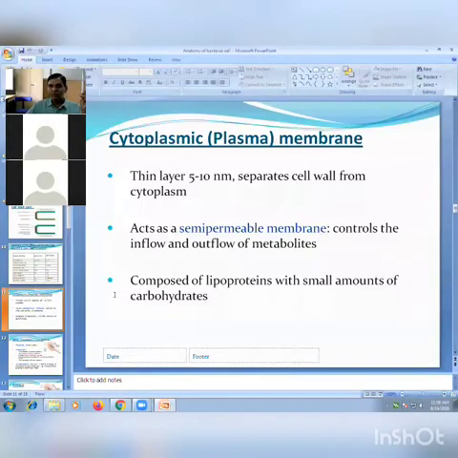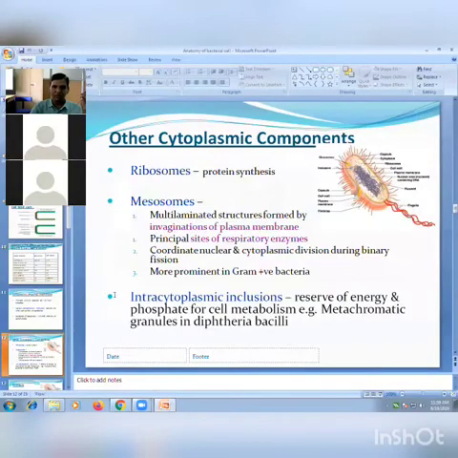It is composed of lipoproteins and a small amount of carbohydrates. Ribosomes are also present inside the cytoplasm. They are smaller. The sedimentation constant is 70S, while in higher cells it is 80S. In animals also, we studied it is 80S. But here it is 70S.